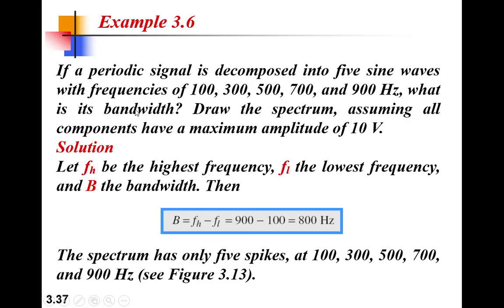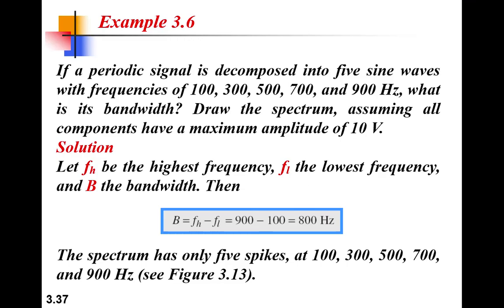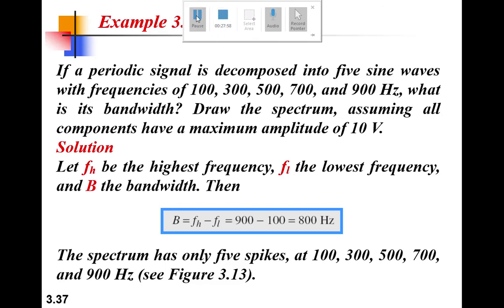For example, if we have a periodic composite signal composed of sine waves with frequencies 100, 300, 500, 700, and 900, the lowest frequency is 100 and the highest is 900. So 900 minus 100 gives 800 hertz. It means its bandwidth is 800 hertz. Okay, so we have discussed signal representation, and we will continue with signal representation further.